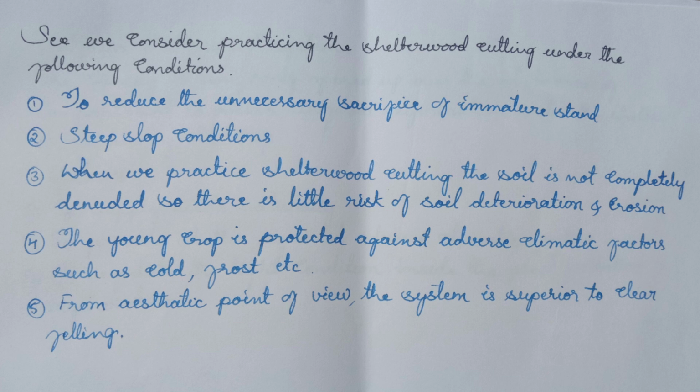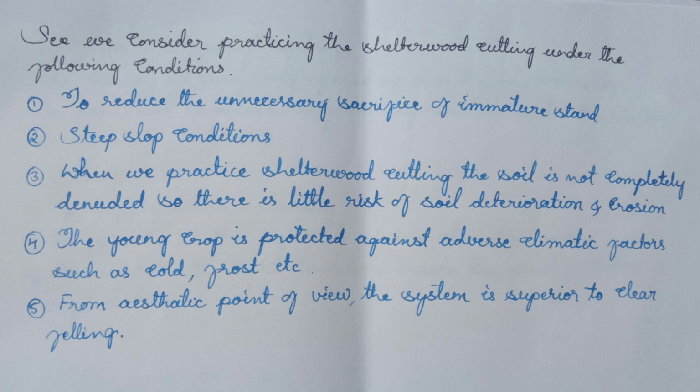See, we consider practicing shelterwood cutting under the following conditions. Number 1, to reduce the unnecessary sacrifice of immature stand. What does it mean? In a forest, if light does not fall onto the immature stand, its growth gets stunted, and eventually a life form will be sacrificed for inadequate light support. Ideally, this shouldn't happen to any life form in the forest, right? So that's why we proceed with shelterwood cutting to support all life forms.